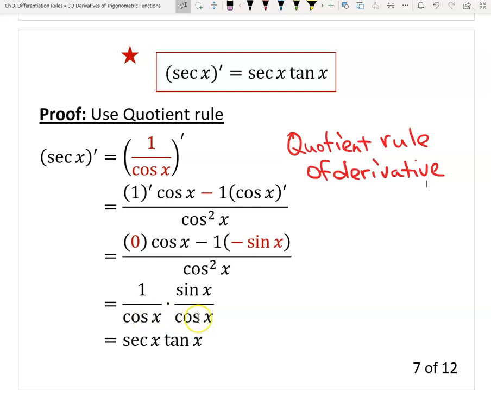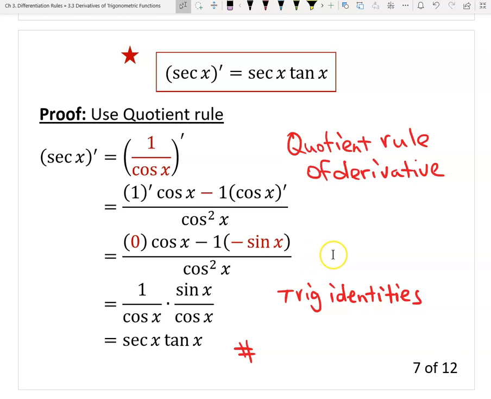Can you see the bottom is cosine squared and the top is sine x? This is a product. Of course, 1 over cosine is secant, and sine over cosine is tangent. Can you see? It's exactly the same. The last step uses the reciprocal identity and the quotient identity, or simply I say we use trig identities. We use the basic trig identities and we get the result. So this is the fifth formula.